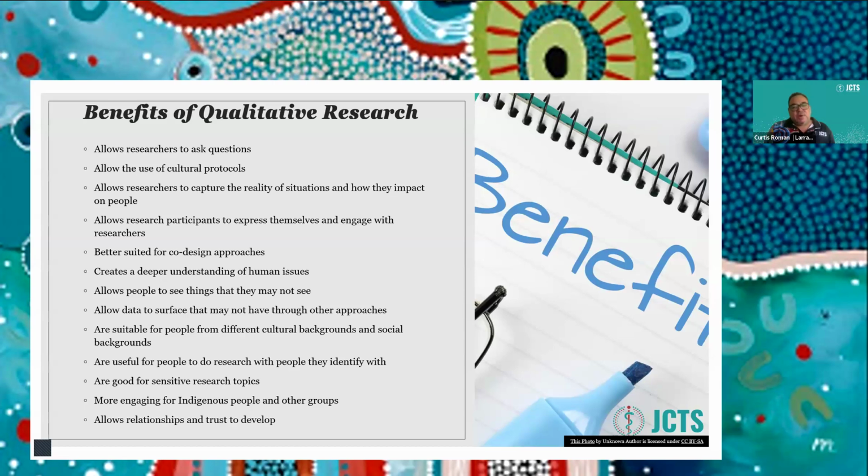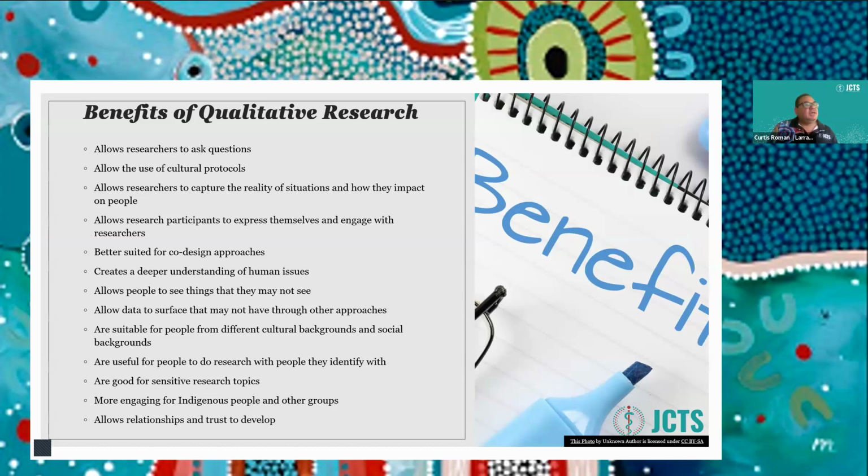They allow researchers to ask questions of people. They allow people to work with people. They allow people to get close to people. They allow researchers to incorporate things such as cultural protocols that I've just talked through. They allow researchers to capture the reality of situations and how they impact on people. They allow research participants to express themselves freely and engage with researchers. They're better suited for co-design approaches.